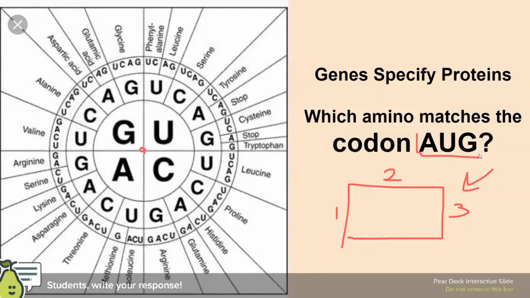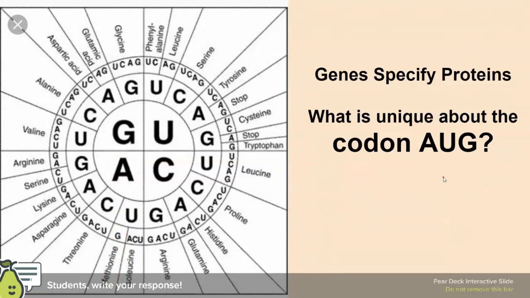So this one says AUG. Find the amino acid which matches the codon AUG. So I'm going to start in the center, A, then I'm going to go to the second rung, U, and then I'm going to go to the third rung and find G. So here I have methionine, which I know is the start codon. That is always going to be the start codon. What is unique? Well, it's the start codon.